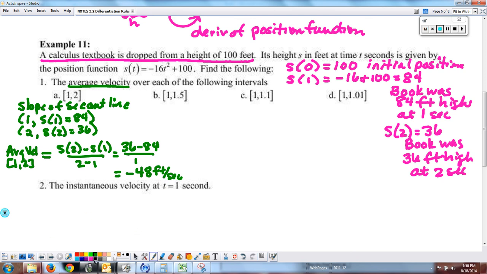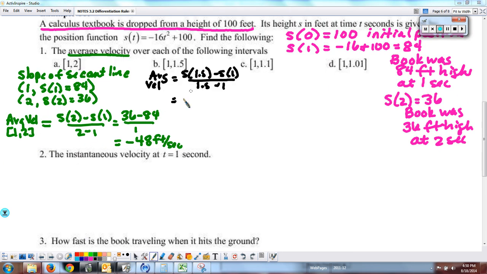Now, you don't always have to show the points that you're using. As long as you show the difference quotient, you're showing what you're looking for. So our average velocity here is going to be S of 1.5 minus S of 1 all over 1.5 minus 1. So then we go get our values. We pick up our calculator to calculate each of these. S of 1.5 is going to be 64 minus my 84 all over 0.1. 64 minus 84 divided by 0.1.